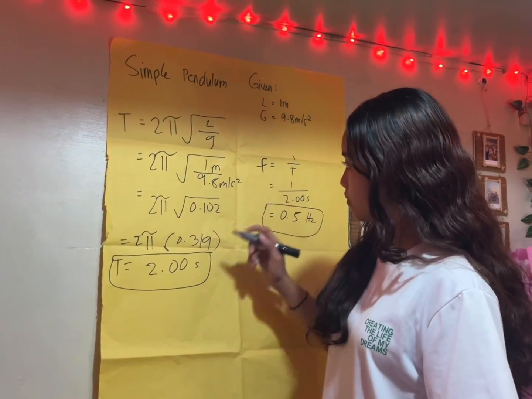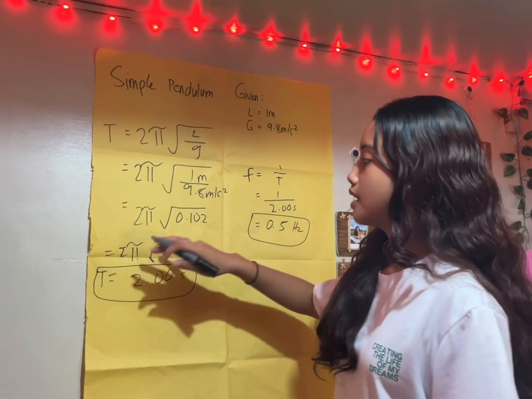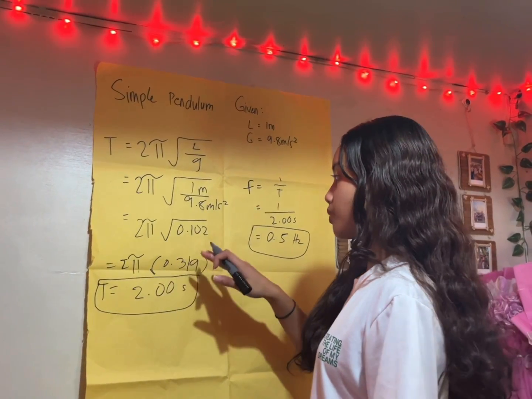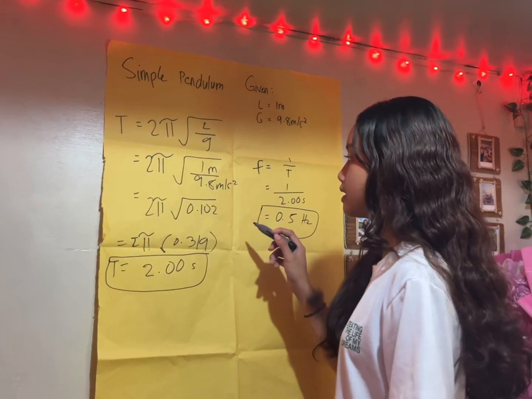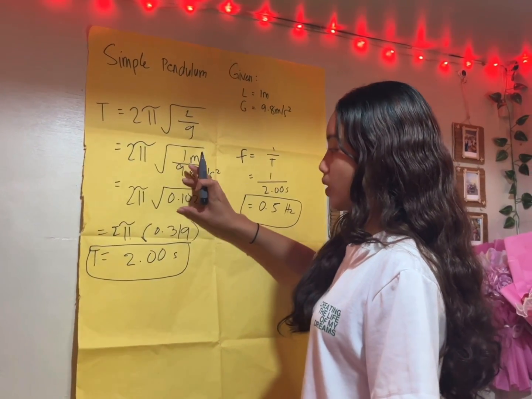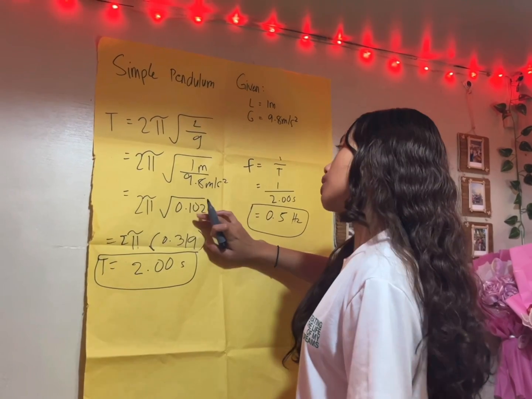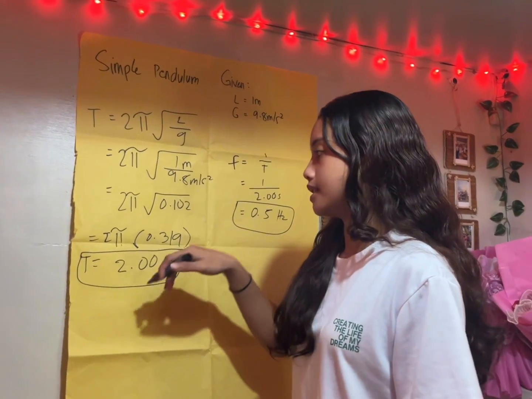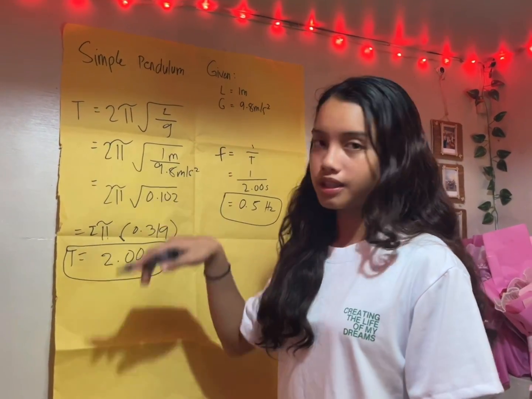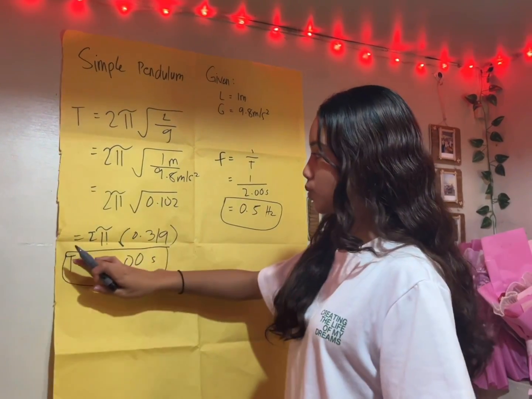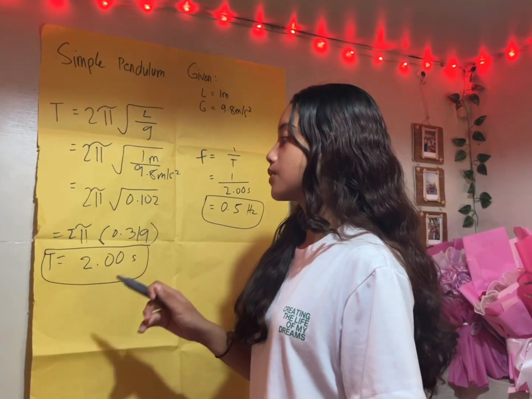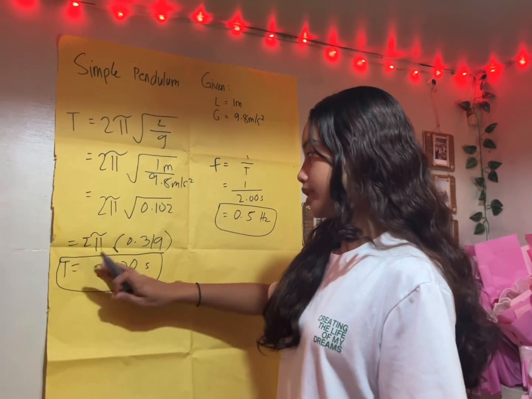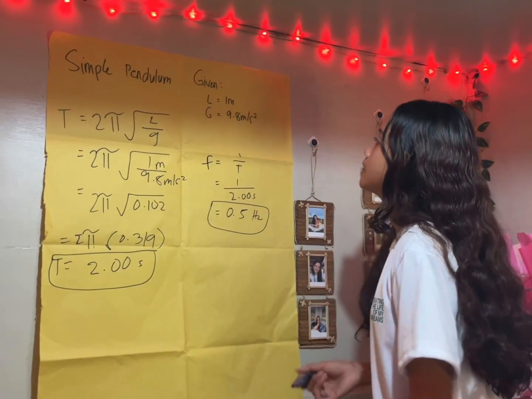0.102. So 2 pi times 0.319, that's because 0.319 is the square root of 0.102. Then the final answer is 2 pi times 0.319, which is equal to 2 seconds.